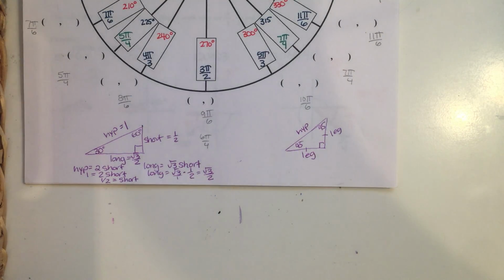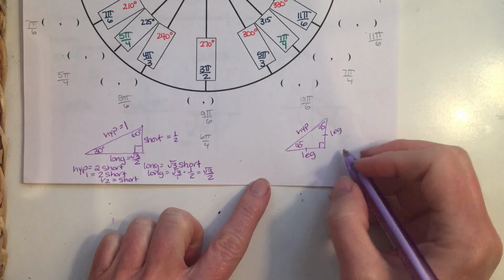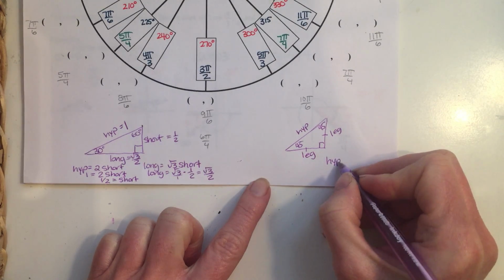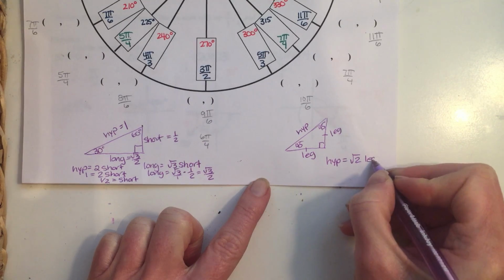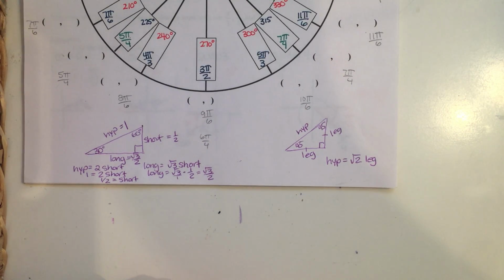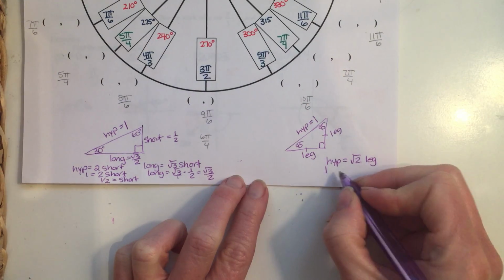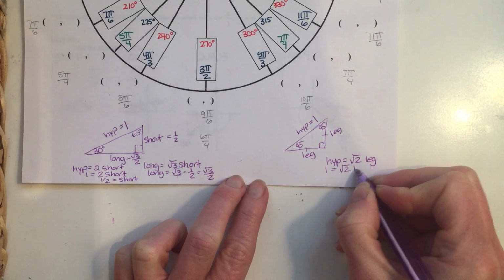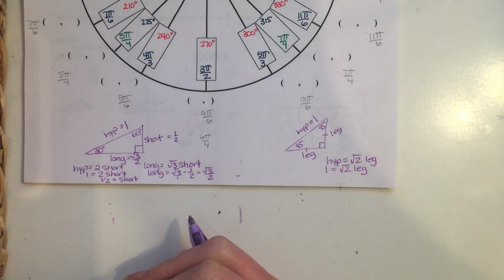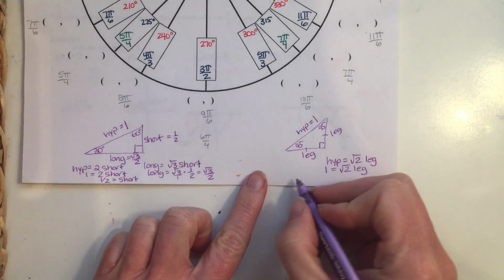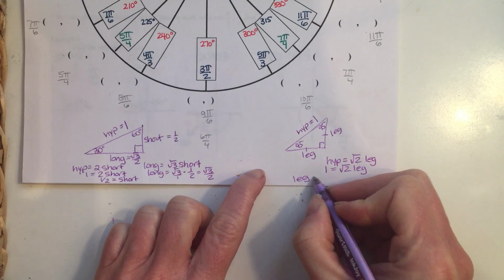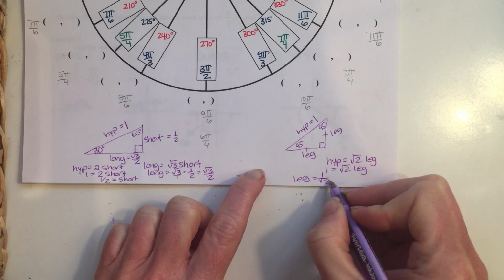And we only had one relationship in a 45, 45, 90. It was that the hypotenuse is equal to rad 2 times a leg. So again, I'm going to say my hypotenuse is 1, and this is because the radius of my circle is also 1 unit. So if I say that the hypotenuse is 1, then it is equal to rad 2 times a leg. In order to find the leg, I have to divide by the square root of 2 on both sides. So a leg equals 1 divided by the square root of 2.